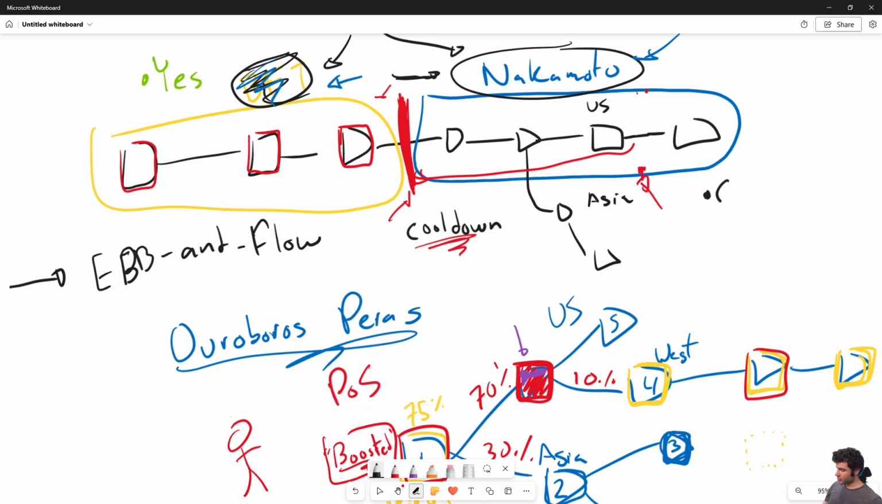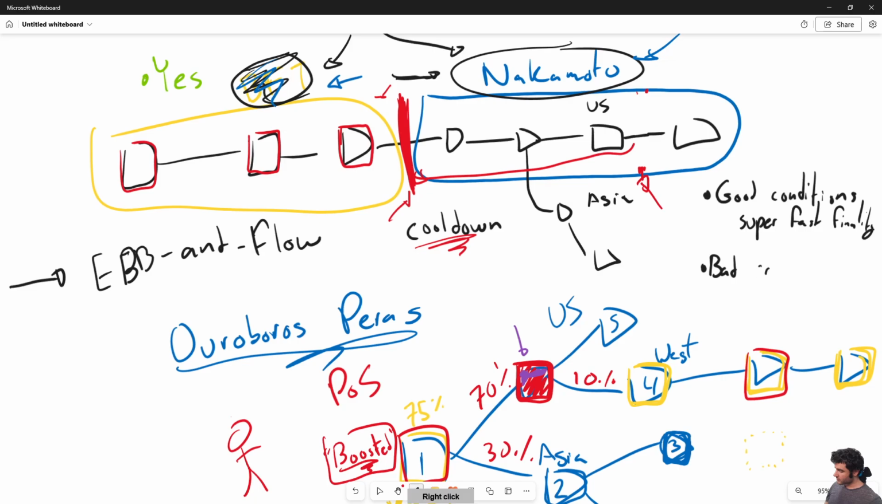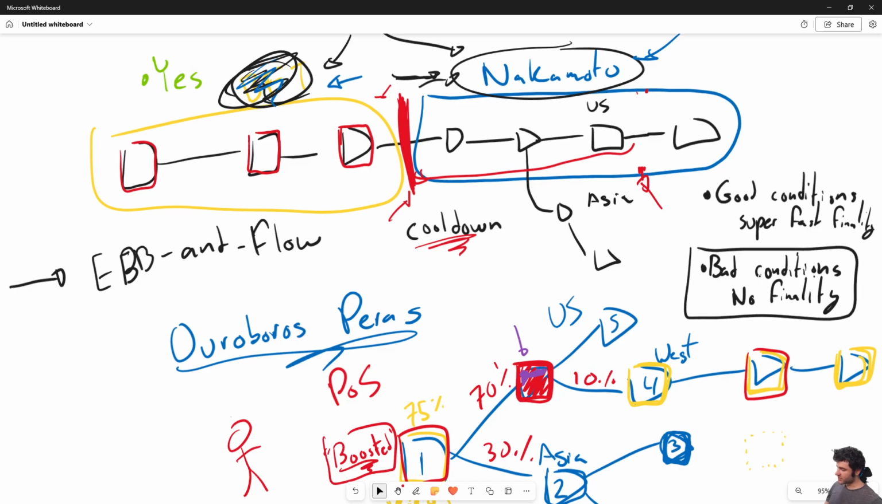So in good conditions, if you have the line for the boosted block here, it's super fast. Finality, which is great. You have super fast finality. But in bad conditions, as we mentioned, we have no finality. Because remember, we said in a bad condition, we disable the BFT and fall back to Nakamoto. So the question is, how often does this bad condition apply? How often does it happen?